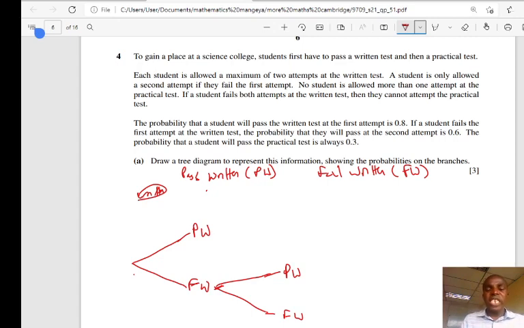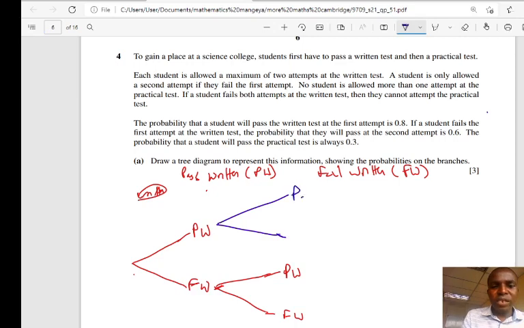So fail, cannot attempt. So in this case, let me fill this part. If we pass the first attempt, then this student will go straight away to the practical test. So practical test, this one, practical pass, then he can fail the practical test, practical test fail, right? So PW means fail practical test, PP means, or let me write in full.